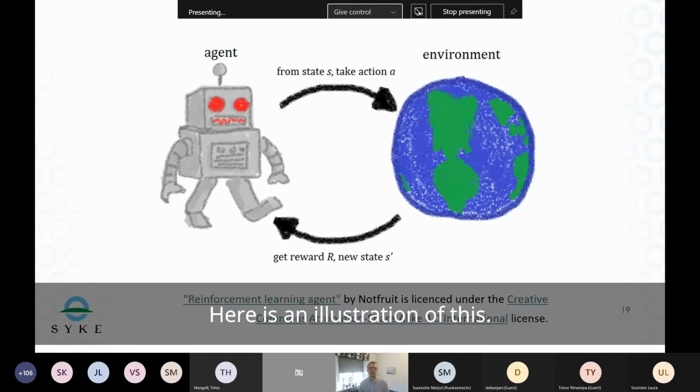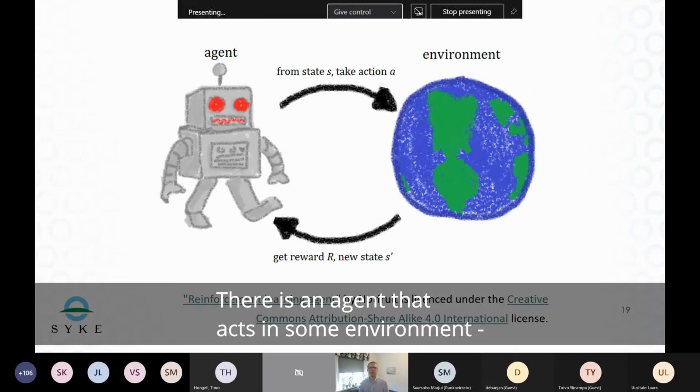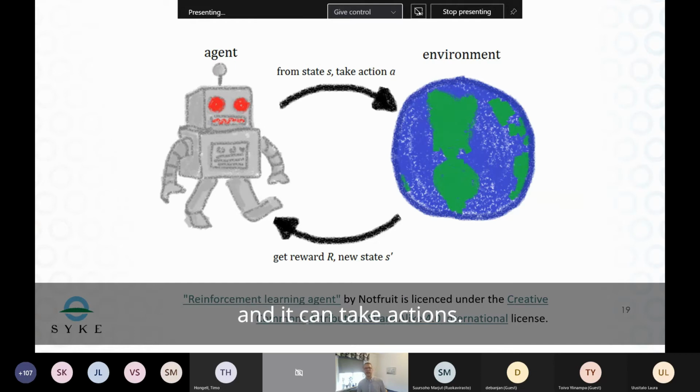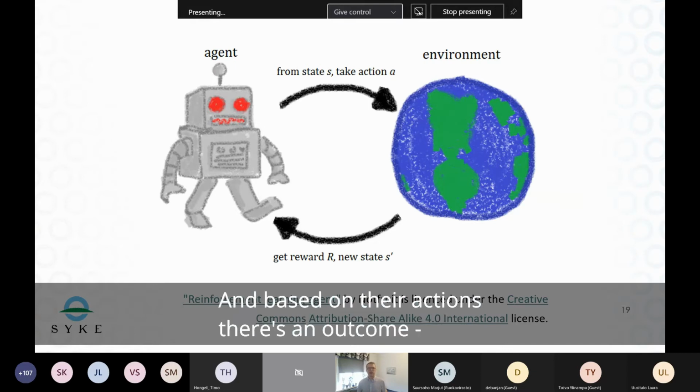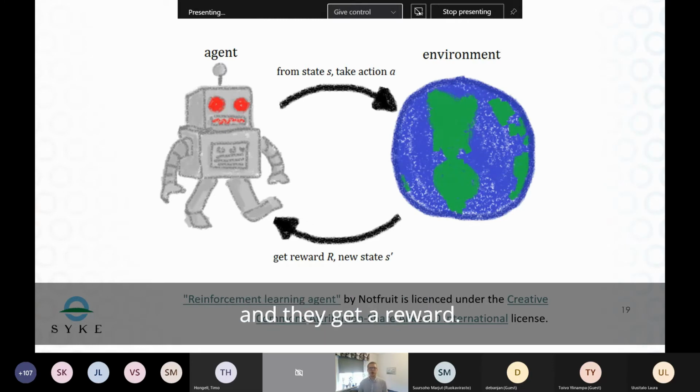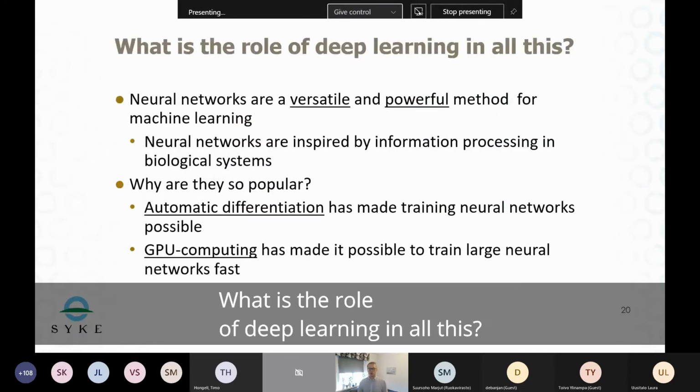So here is an illustration of this. There is an agent that acts in some sort of environment, and it can take actions, and then based on their actions there's some outcome and they get a reward.